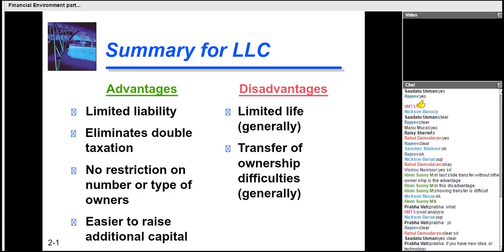Let me give you some more examples about the weaknesses, right? A weakness is a characteristic that places the firm at a disadvantage relative to others. Maybe you can give me any example of weaknesses. What are the weaknesses that a business may have?